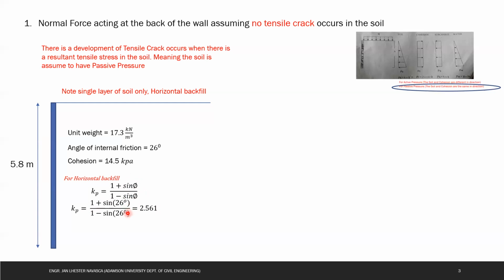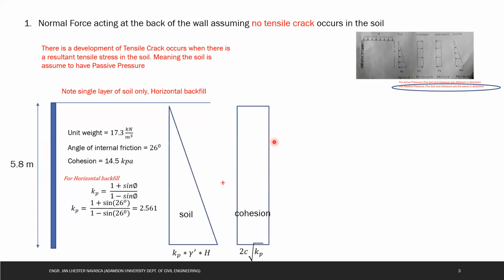So let's draw the pressure diagram. For the soil we have this one, and for the cohesion you have this one. Again, the soil and cohesion are the same in direction, therefore you will add them, this one positive. So substitute all the values. The pressure at the bottom of the soil is K sub P gamma prime times H, or the effective stress, and the cohesion is 2C square root of K sub P.